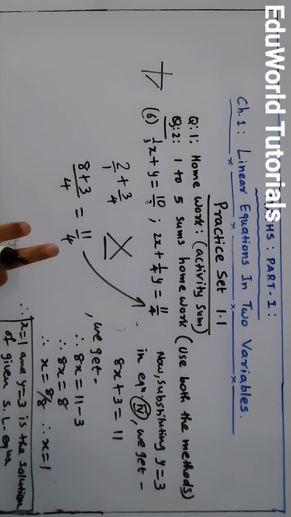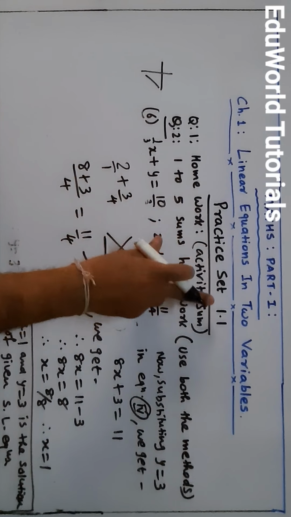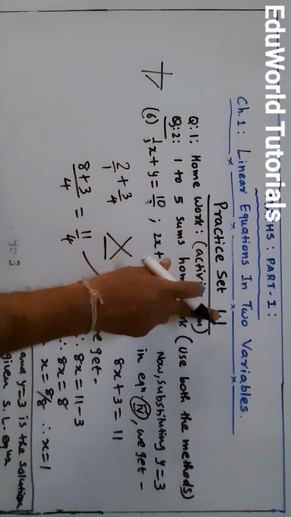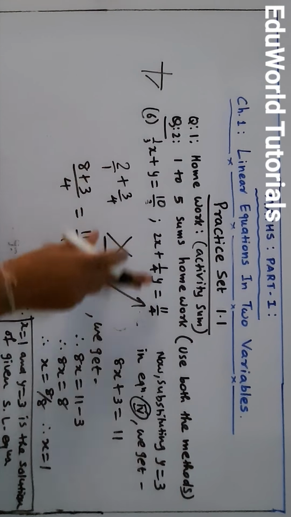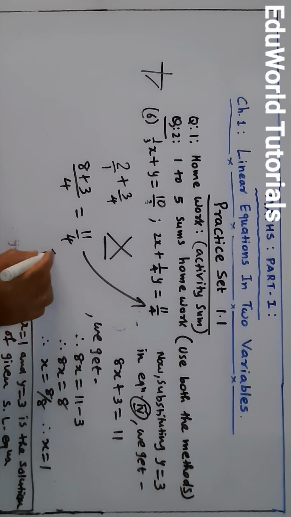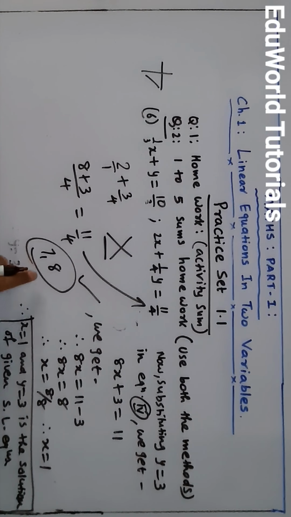So your homework is solving the first 5 sums of question 2 of practice set 1.1. And the 6th sum I have solved, you also try solving it. And 2 more sums, the 7th and 8th sum, you must also try because you have already solved them in the 9th standard. That's all for today.